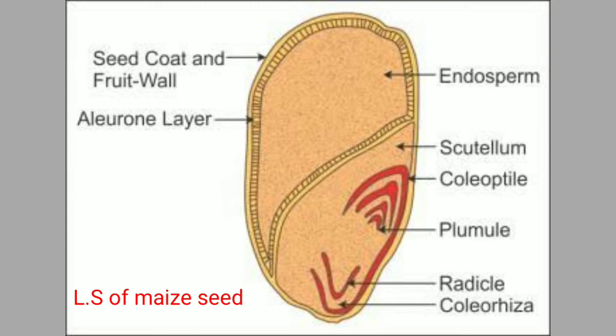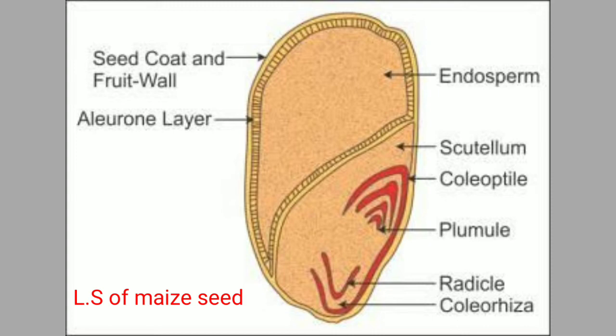Then comes the radicle. As we know, the radicle develops into roots. Now this radicle is again covered by a protective sheath of tissues which is called the coleorhiza, that is found along with the radicle inside the monocotyledonous seed. And on the other end, where the plumule is, there is also a conical protective sheath which is called the coleoptile, that covers the plumule of the monocotyledonous embryo.